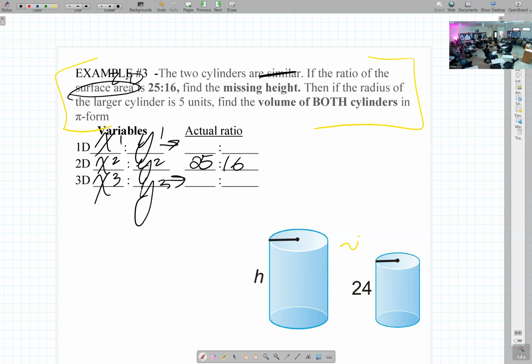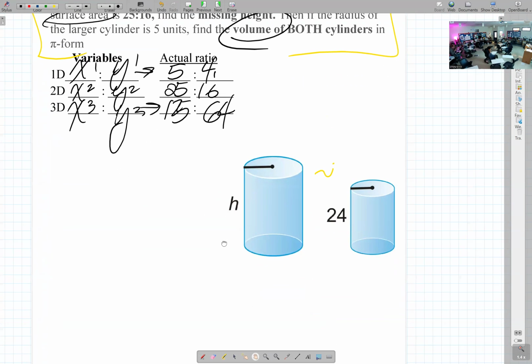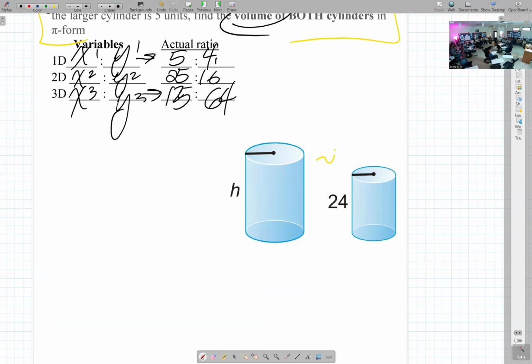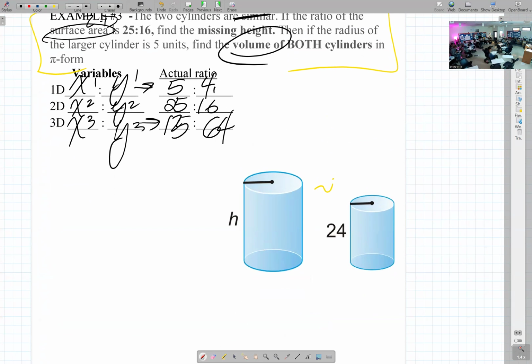All right, Miss Sullivan, what's our X1 and Y1? 5 and 4. Coop, what's our cubes? 64. All right, let's look at what we want. We want the volume of both. We were told that the larger cylinder right here is 5 units. We write our volume equation. Volume equals base times height.